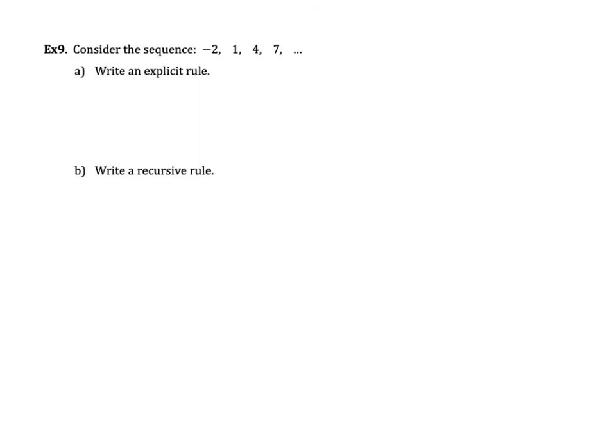This next example says, consider the sequence -2, 1, 4, 7. Write an explicit rule. It doesn't tell us that it's arithmetic, but I can see that I'm going to add 3 over and over again. So I'm going to immediately jump to my rule, which is a sub n equals 3n. That's my slope, right? Maybe you do a little side note. -2 equals 3n plus what number? When I plug in a 1 for n, how do I get -2?